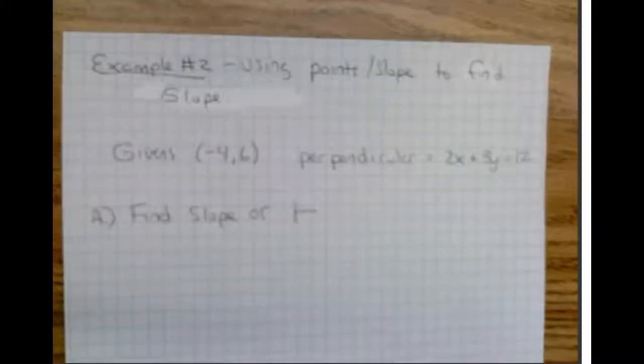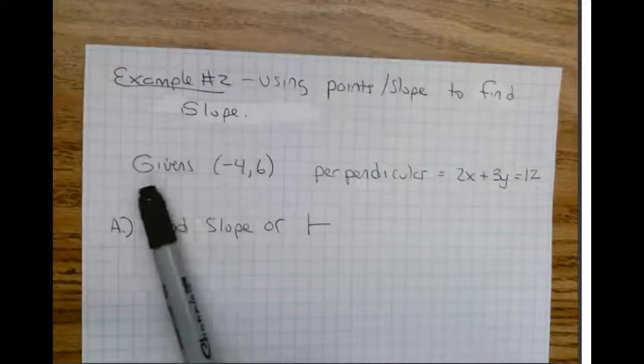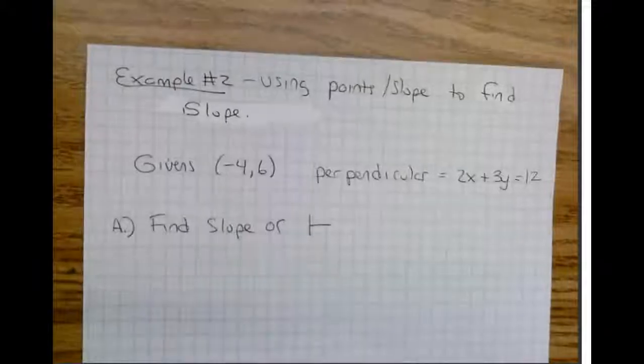Okay, so this one here is a little bit different. We've done the perpendicular lines comparing slope, and we've converted using the point-slope form into the slope-intercept form and seeing if the slopes are the same. And now we're going to use points and the slope to find the slope of another line. Okay, so here we have a line that has points -4 and 6. So that line runs through these points.